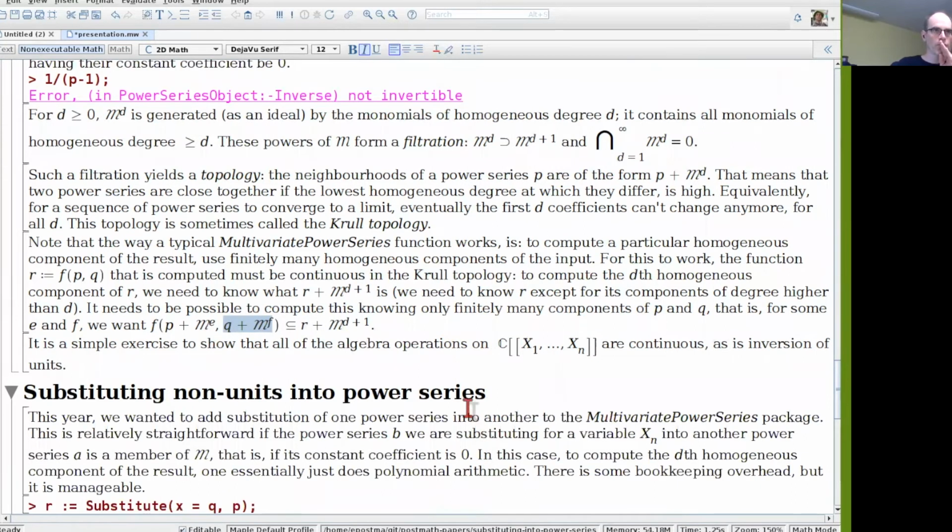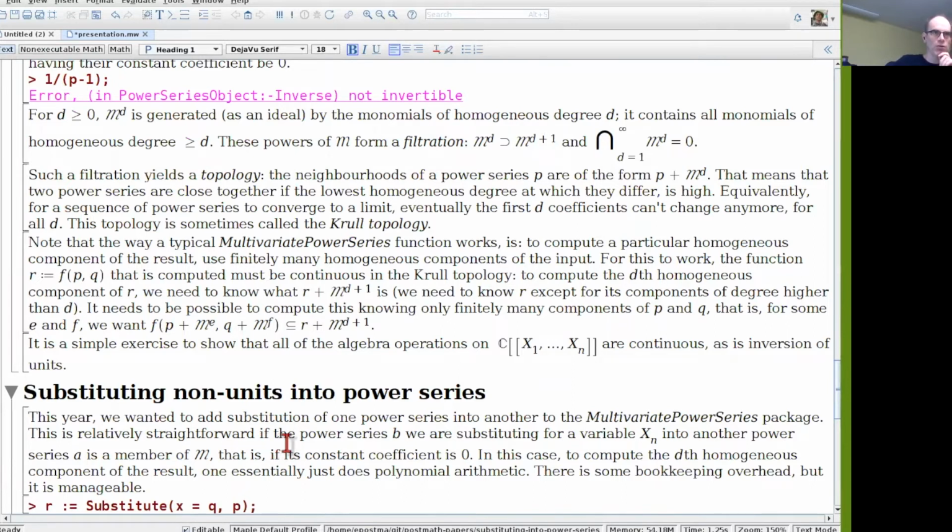So let's talk about something that gets a bit closer to the actual subject of this talk, substituting non-units into power series. Recall the title is about substituting units, but we talked about the non-units first. So this year we wanted to add substitution of one power series into another to this package. And that's relatively straightforward, at least mathematically.